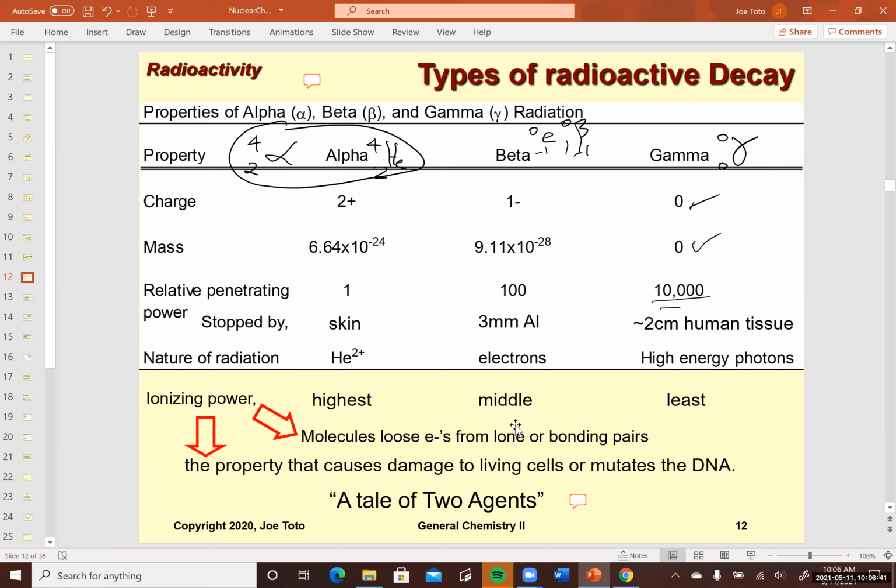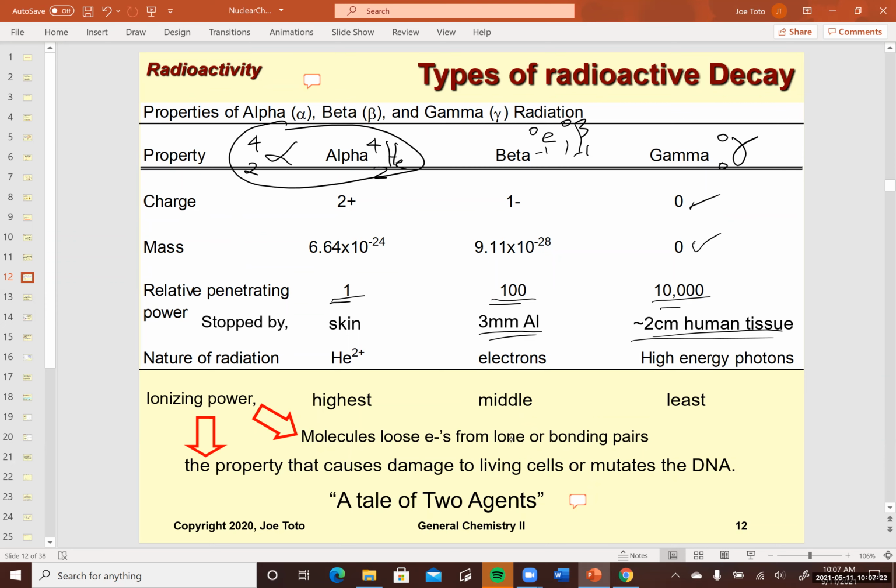Now, the things with mass here are the beta and the alpha. Beta particles are going to penetrate 100 times more than an alpha particle because they're about 2,000 times less massive. Now, alpha particles can be stopped by your skin. Skin's pretty tough. 3 millimeters for beta particles and 2 centimeters into your human tissue. And that's why you see the light in your nails when you put it up to a flashlight.